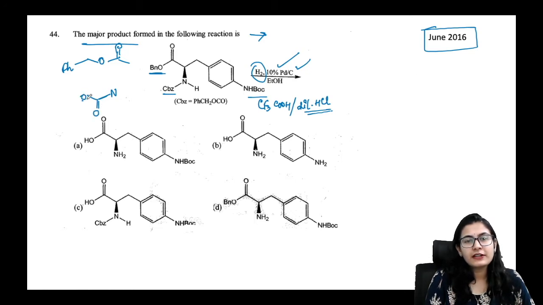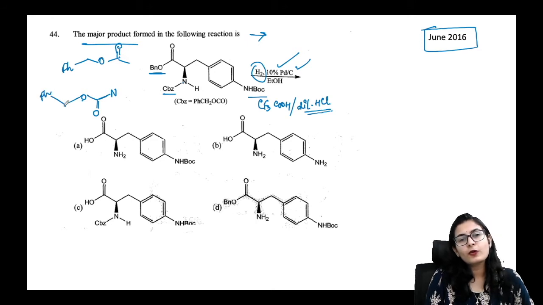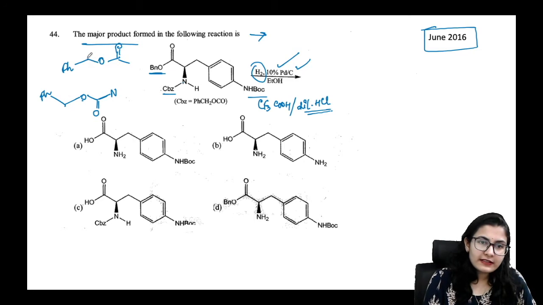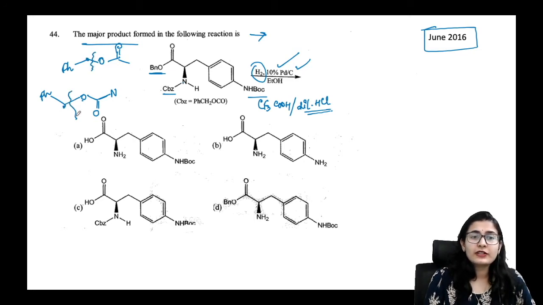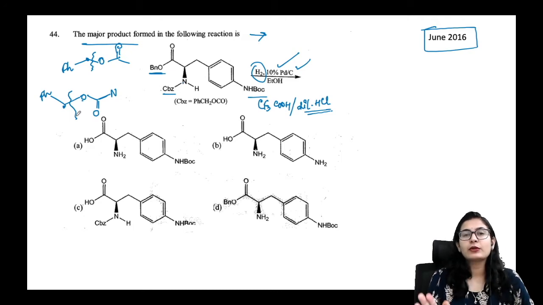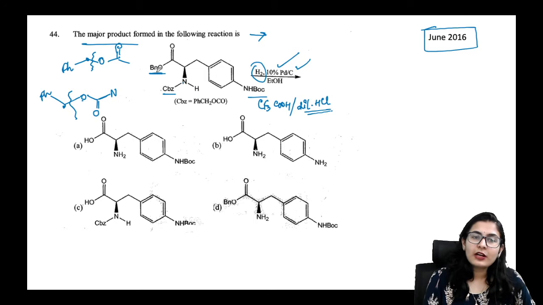Okay, so there's this nitrogen, there's this carbamate. You are having once again the OCH2Ph group, this whole thing. As long as there is a heteroatom present on the benzylic position like this, in the presence of catalytic hydrogenation, it will be deprotected, the bond will be broken. So both of these groups are now free. You will have a free carboxylic acid and the free amine, and this group should be as it is, right?